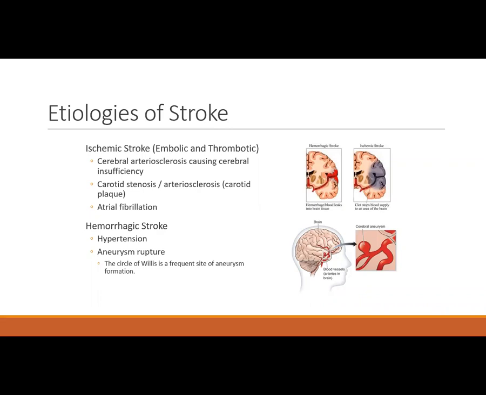For a hemorrhagic stroke, some etiologies are things like hypertension, because think about it, if I've got a lot of blood flowing, then it's going to cause that increased pressure, and aneurysm rupture. The circle of Willis is a frequent site of aneurysm formation. As you can see here, we've got the aneurysm. Instead of blood going through the vessel, it goes up here, and it goes and goes until it finally pops. And then we've got blood becoming toxic to our brain.